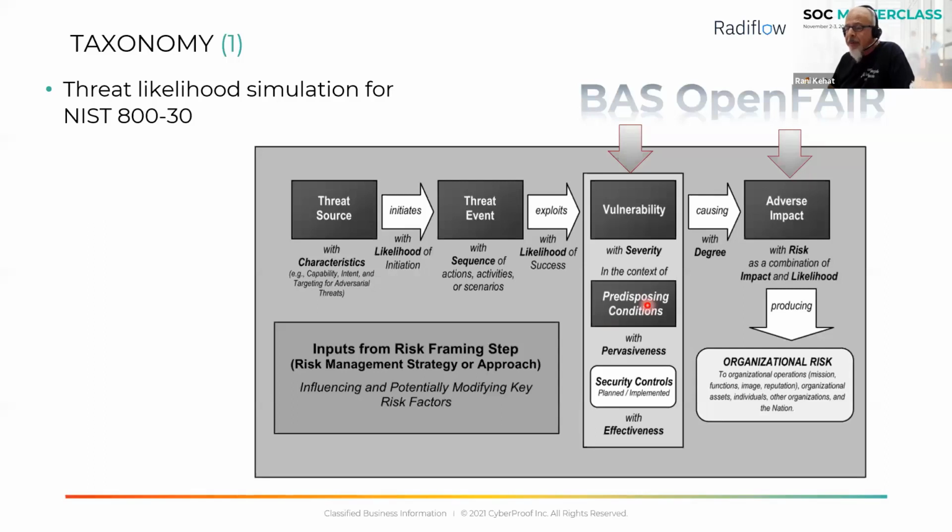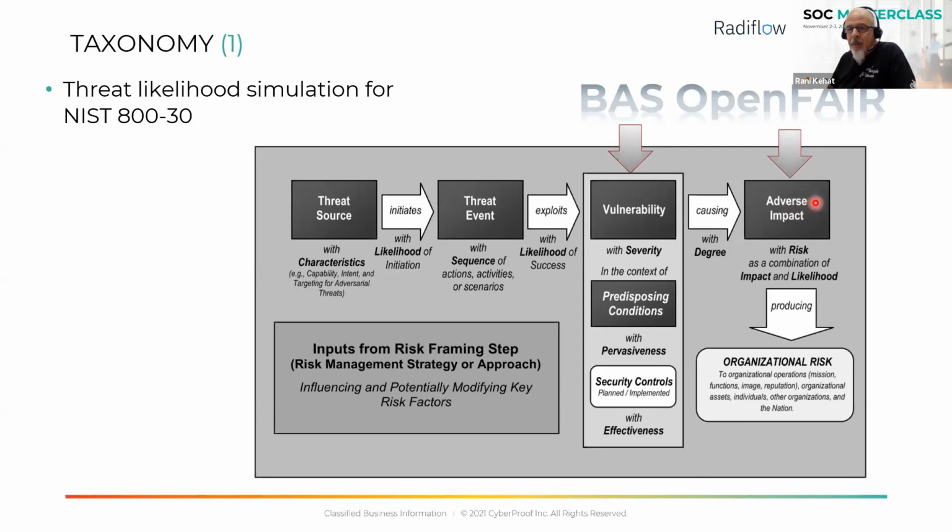And I'm not talking only about the network. Predisposing conditions can also be in process and procedures. And at the end of the day, when a threat actor acts on this environment with a predisposing condition and the pervasiveness and the vulnerabilities, using his techniques and tactics, what is the probability of success?